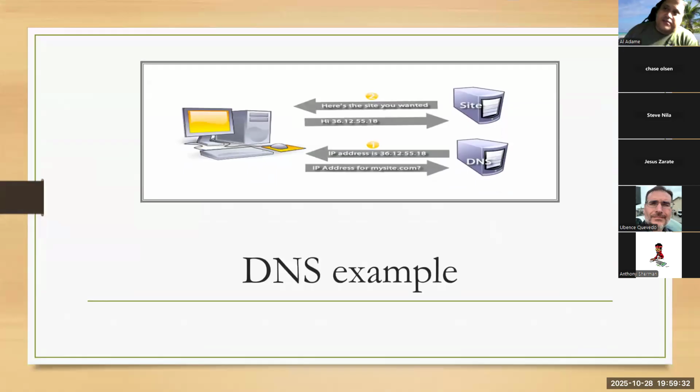And here's an example of DNS. Remember? So, step one, IP address 36 dot whatever is requesting mysite.com from DNS. Okay. DNS says, hey, IP address blah blah blah, here's the site you want. It sends it back.